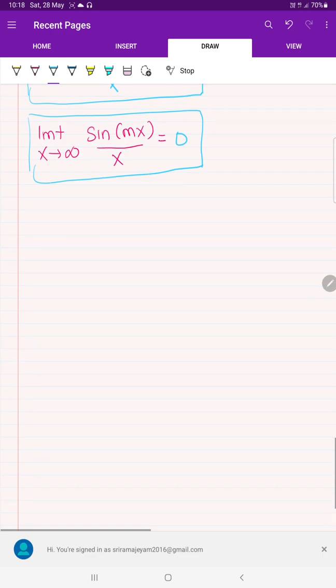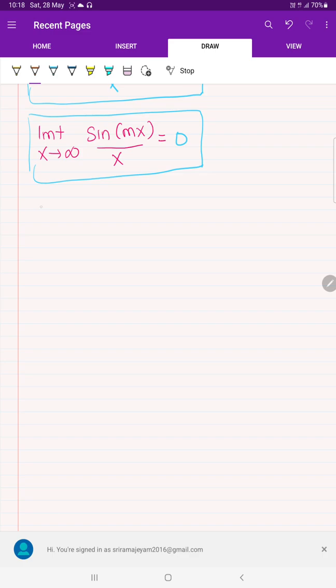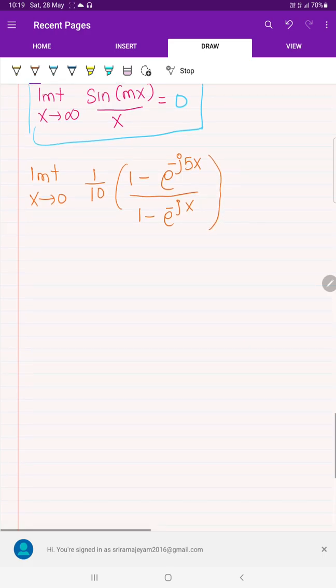Yes. Let us take one more question and try to figure out the answer for that question also. So this time I am expecting the answer from your side. Let us see what you will do. So I am taking the next question. The given question is limit, as usual, x approaching 0 of 1 by 10 into, in brackets, 1 minus e power minus j times 5x upon 1 minus e power minus j times x. That is the given question. Now pause the video and try to figure out the answer by yourself.